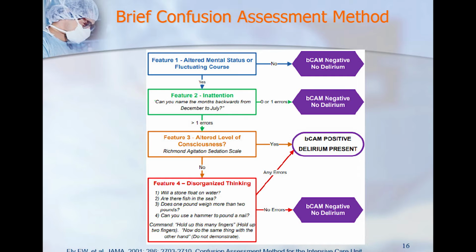But if there's a yes, you need to go to the inattention. Can you name the months from December to July backward? December, November, October. I hope you can really pay attention to them. Everybody, even with basic education, can do it. Next, feature 3, altered level of consciousness. Now the Richmond Agitation Sedation Scale. Yes, so delirium is confirmed positive because the patient has two major and one minor criteria.